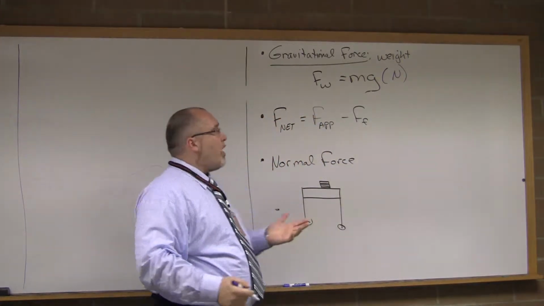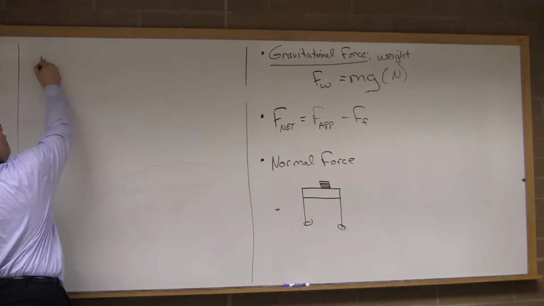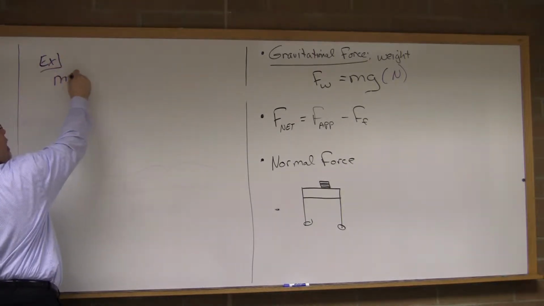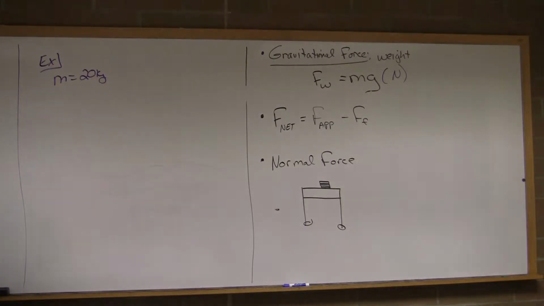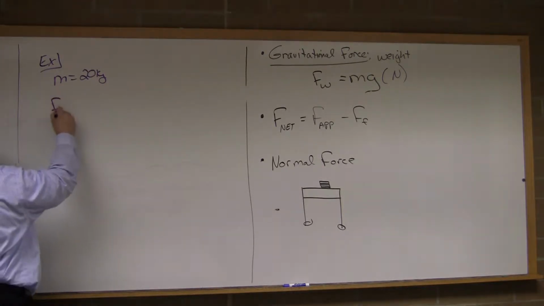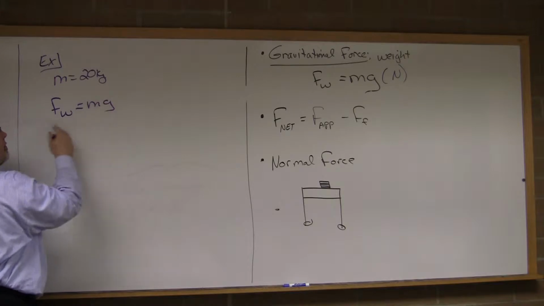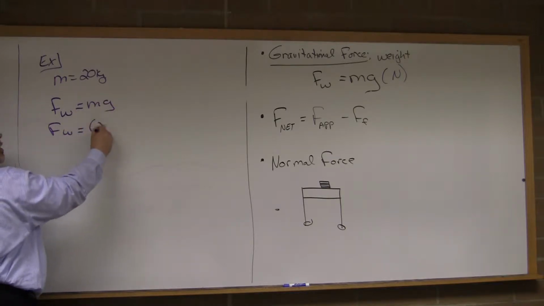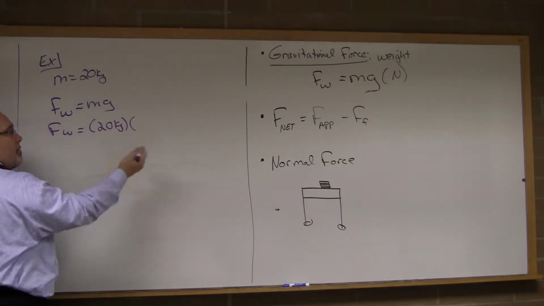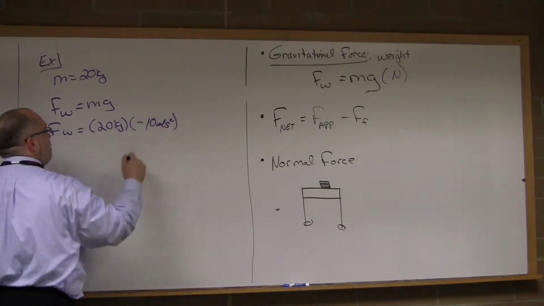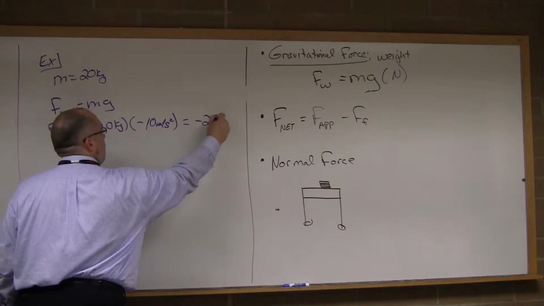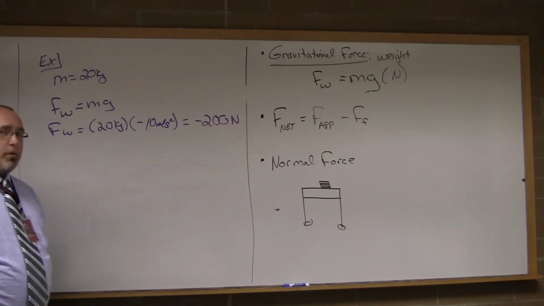So if I ask you to find the weight of an object, let's do an example, that had a mass of 20 kilograms. And I want to know what that object's weight is in newtons. Very simply put, force of weight is just mass times gravity. So you take the 20 kilogram mass times gravity. Today I'm going to round it to a negative 10 meters per second squared. You end up with a negative 200 newtons.